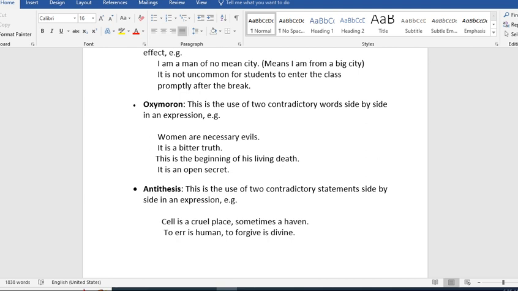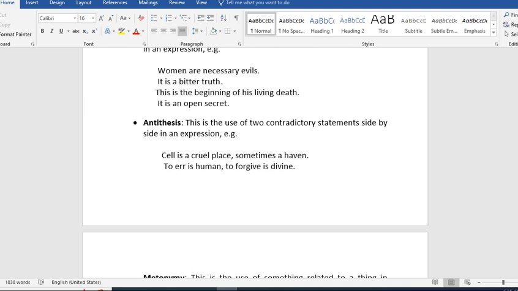It is a bitter truth. Bitter and truth are contradictory words. This is the beginning of his living death. Living and death, they are contradictory. It is an open secret. Those are contradictory words, and they are put side by side. That is oxymoron. That's the beauty of the gospel for you.